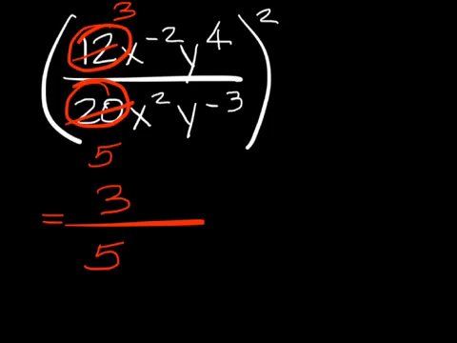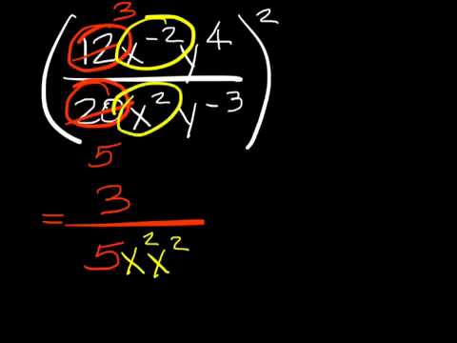Now you have the x's. You have an x to the negative 2 on the top. It must go to the bottom. You already have an x to the 2nd power on the bottom. Now you're taking this with it. So you have 2 x squares on the bottom.